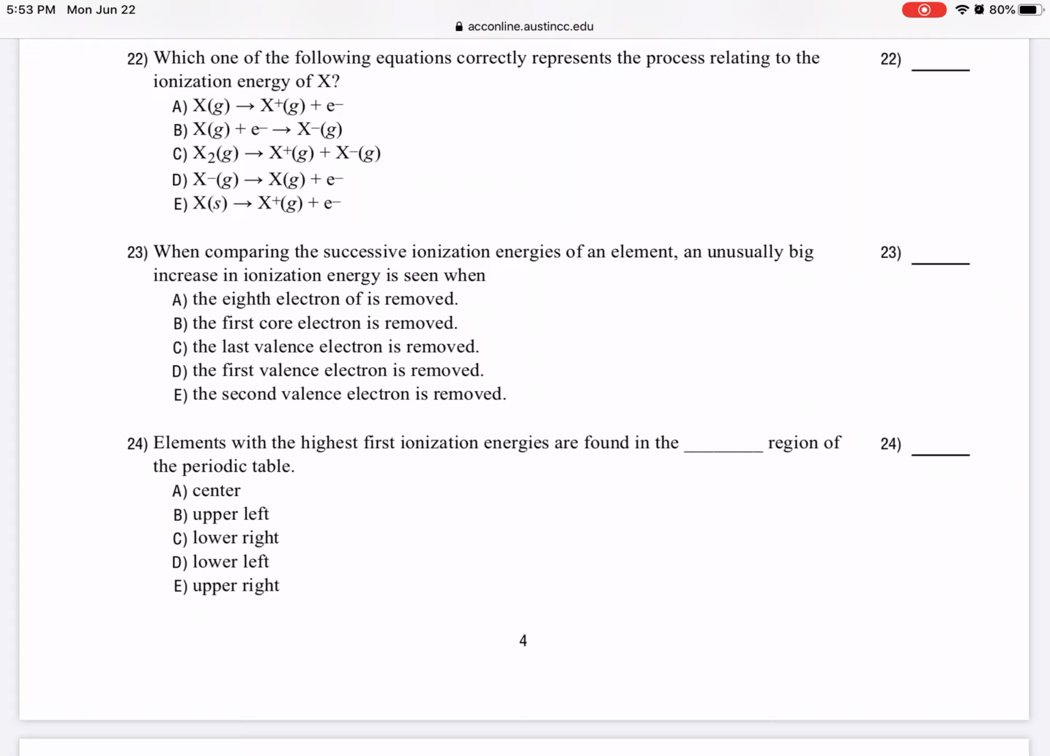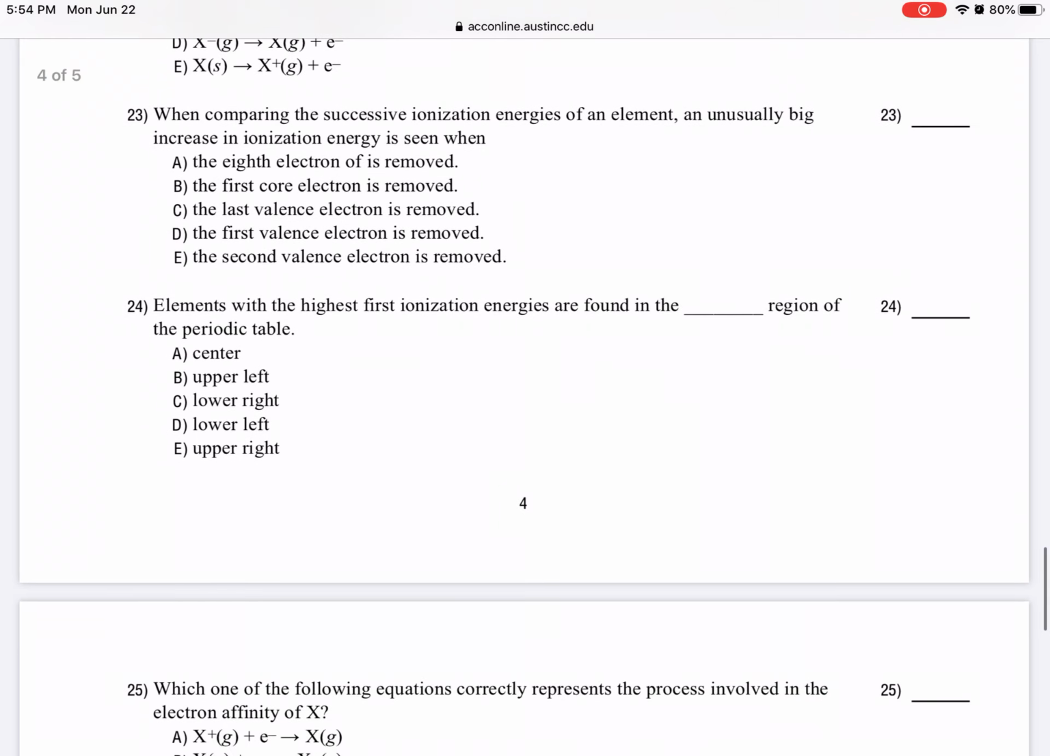Core electrons are the ones that we touch after we remove all the valence electrons, meaning we are going to disturb a noble gas configuration, similar to a noble gas configuration in the atom after all the valence electrons are removed. That is pretty stable. It's difficult to remove. We have to give a lot of energy. So we normally see a large increase in ionization energy when the first core electron is being removed. That is 23B.